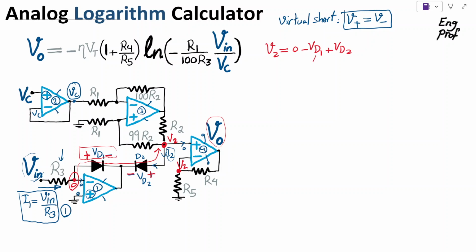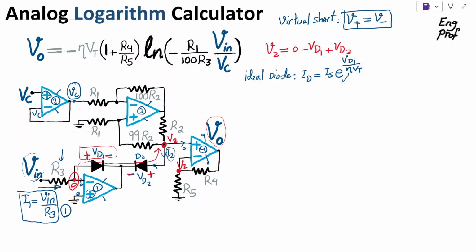I'm going to substitute for VD1 and VD2 using the current-voltage equation of an ideal diode, and that is something well known. So I'm going to write it one time here. For an ideal diode, or close to an ideal diode, the current of the diode is equal to the saturation current of the diode, times e to the voltage across the diode, divided by eta, which is the ideality factor of the diode, times Vt, which is the thermal voltage.